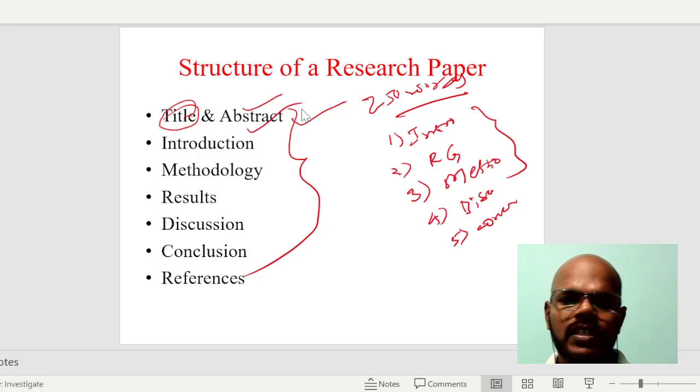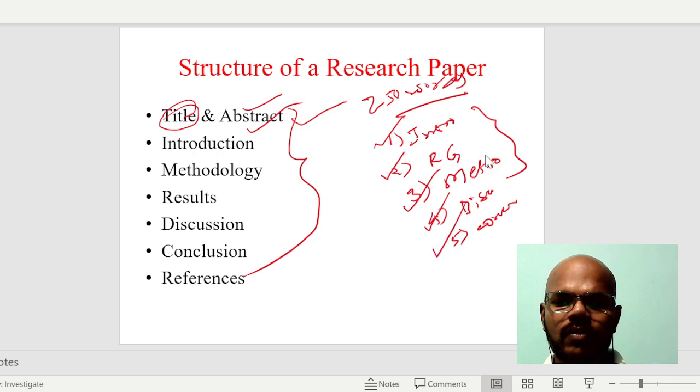So these 5 parts should be there when you are writing any paper. I am repeating again: the introduction section, research gap section, methodology section, discussion section, and conclusion. So these are the 5 things that should be there in any abstract. If you read any standard paper, you will come to know how these things are written.